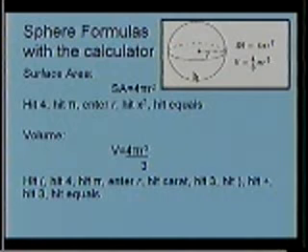For spheres, surface area is 4 times pi r squared. Hit 4, hit pi, enter r, hit x squared, and hit equals. For volume, it's 4/3 pi r cubed. Hit open parentheses, hit 4, hit pi, enter r, hit the caret, hit 3, hit close parentheses, hit divided, hit 3, and hit equals.